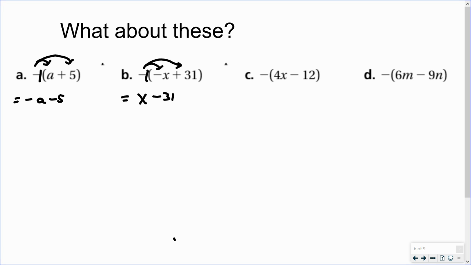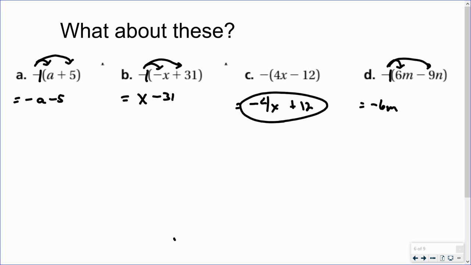Now, as you get to do this, you'll start to notice, wow, this isn't that bad. What I try to look at is, all that I'm really doing is taking the opposite of those signs. So if I were to follow that pattern, this would be negative 4x and positive 12. All right, but if you're not comfortable there, then let's put that 1 there, and let's put my arrows in. Negative 1 times 6 is negative 6. The m comes along. Negative 1 times negative 9n is positive 9n.